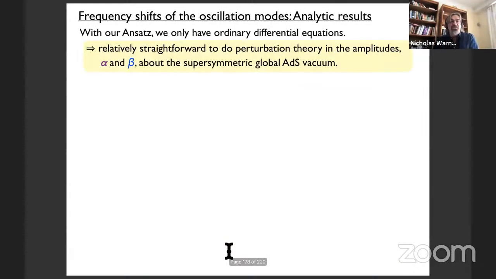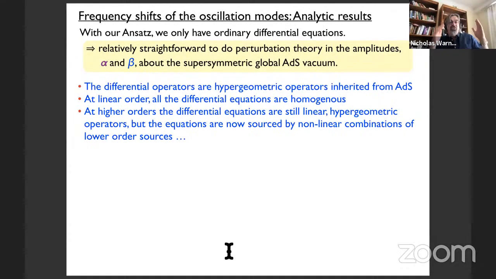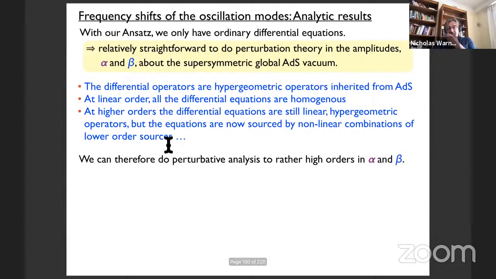So here's something that should sound very familiar to the superstrata aficionados. It's relatively straightforward to do the perturbation theory. At 0th order, it's hypergeometric differential equations, and essentially it's linear order. At linear order, all those hypergeometric differential equations are homogeneous, so you find solutions. Then at higher orders, it's the same hypergeometric operators, but the right-hand sides are now sourced by nonlinear combinations of the lower order sources. So you just keep bootstrapping your way through this. And you can do the perturbation to rather high orders in alpha and beta.